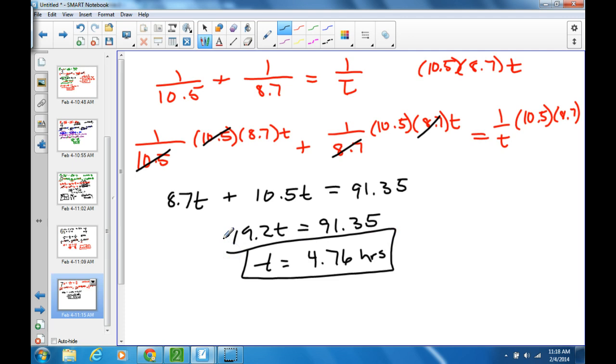Okay, so now if you were to do the average like you were saying, you get 10.5 plus 8.7 divided by 2. That equals 9.6. And then divide it by 2 again. But how would you know how to do that? So you really do have to set it up this way. It's not the mean of the two of them. Okay?